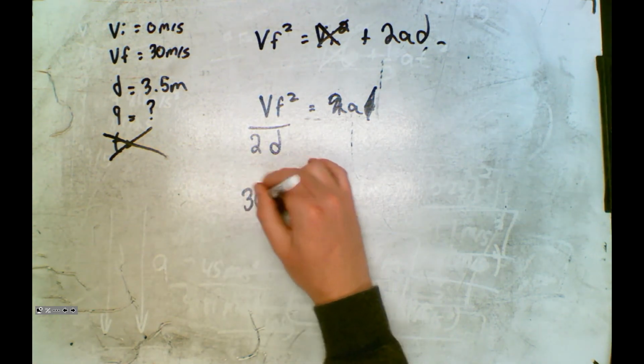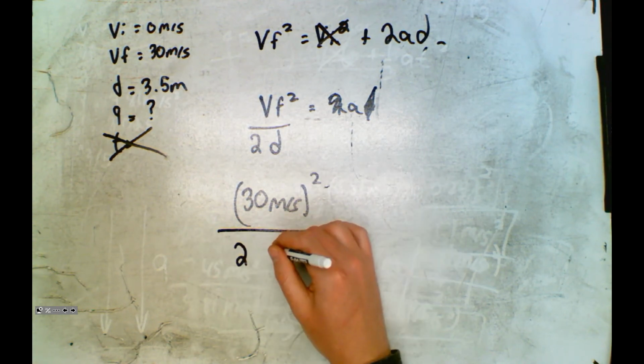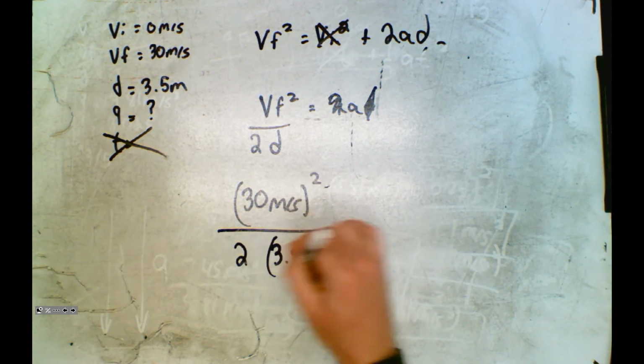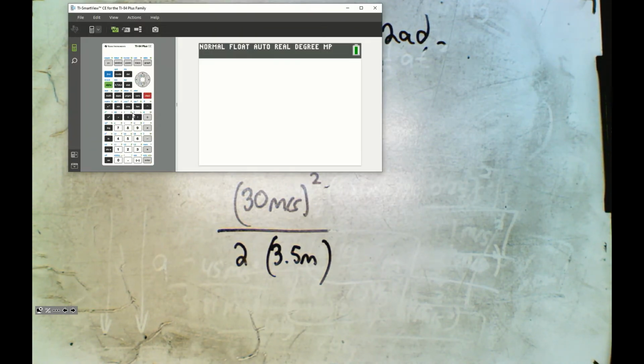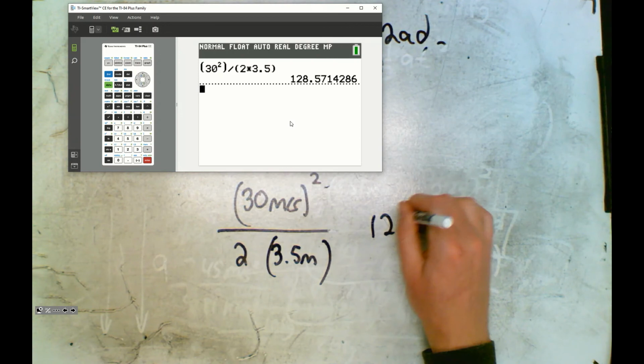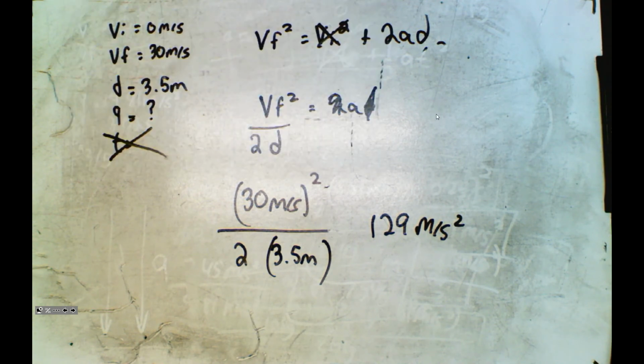So it's just 30 meters per second squared, over 2 times 3.5 meters. When I type this into my calculator, I would go 30 squared on top, and then on the bottom, I would go 2 times 3.5. So the acceleration is, with 3 sig digs, 129 meters per second squared. I don't need a direction because it's just asking for the magnitude of the acceleration.